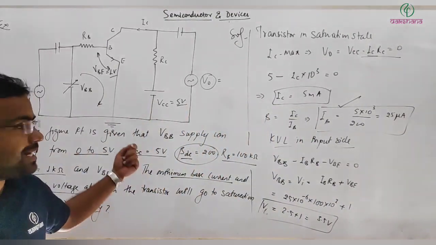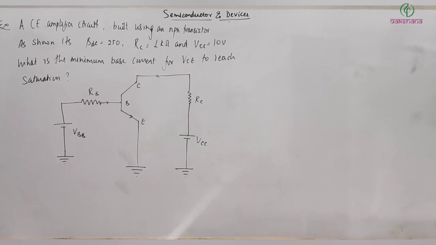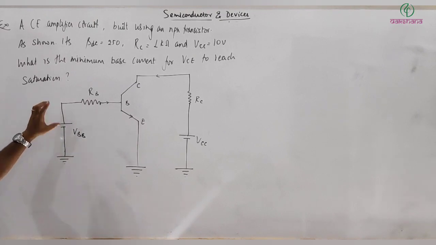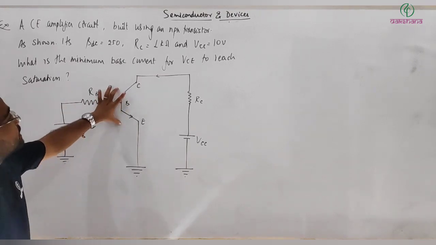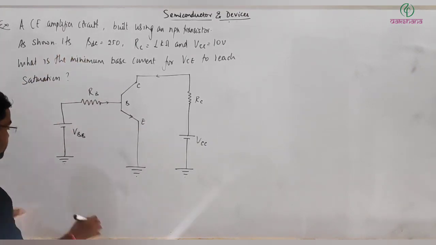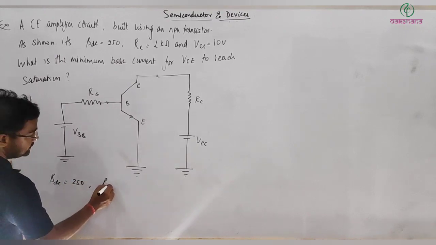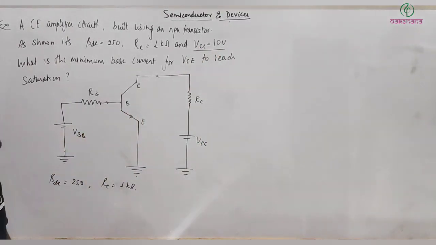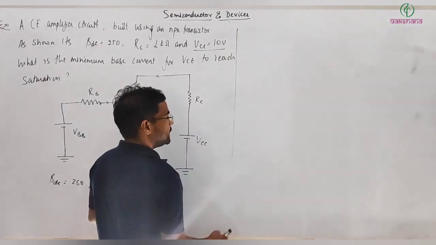So you can see how easily we are able to get this. Let me solve more problems that have been asked based on transistors in your previous exams. So the next problem, we have one more problem. This is also from a previous JEE Main paper. See the problem: in a CE, common emitter amplifier circuit built using an NPN transistor, this is our NPN transistor, and as shown its beta DC is 250, RC is 1 kilo ohm and VCC is 10 volt. What is the minimum base current for VCE to reach saturation? This is also exactly a similar problem. I think you can easily solve it.